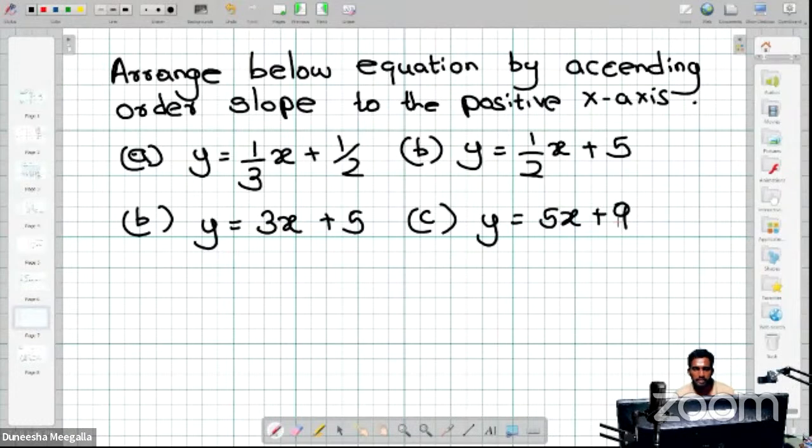Can you arrange them by slope in ascending order? What is the least one in ascending order? Which equation is on the podium, which has the slope? Y equals 1/3x plus half. Yes, it's the least one. And arrange using these English letters. You don't need to write the full equation for the order.